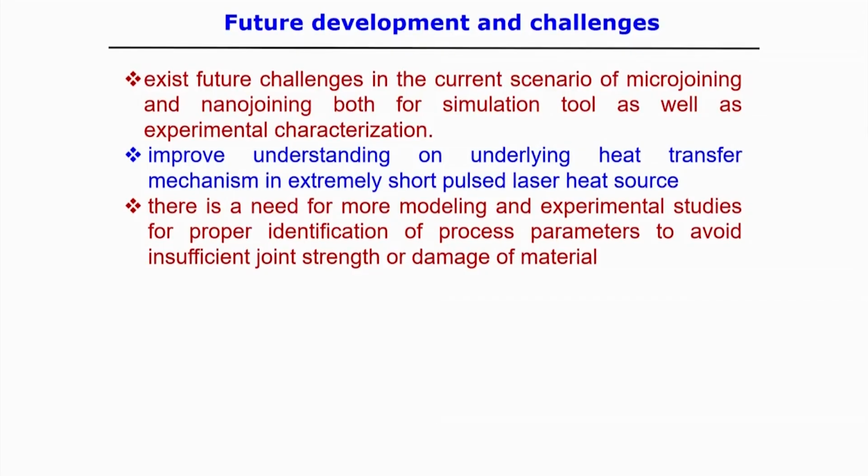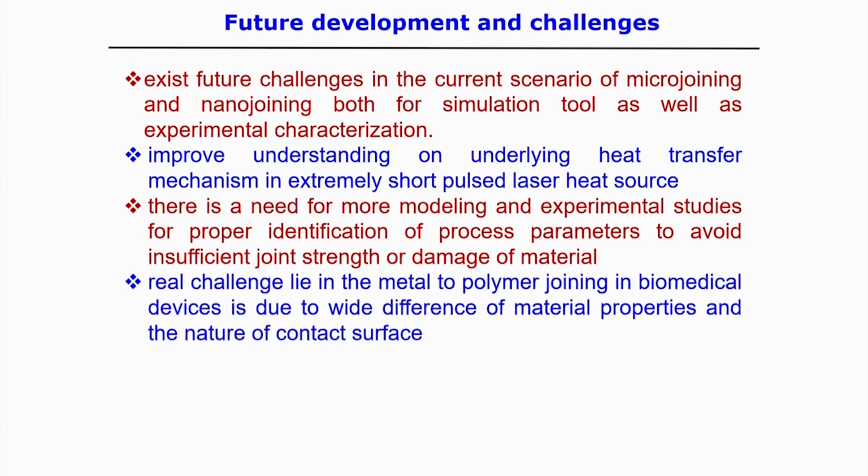Of course, there is a need for more modeling and more experimental studies, also required for proper identification of the range of the process parameter to avoid insufficient joint strength or any kind of damage to the material. Basically, the successful process parameter domain needs to be identified through experimental investigation, which is also required in the case of micro joining and nano joining technologies.